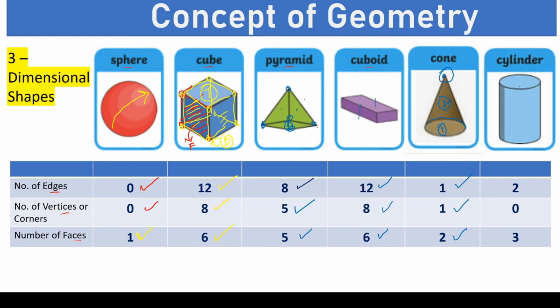Coming to cylinder also, there is an upper circle and there is a lower circle. So 2 edges that join to the body. However, there is 0 vertices because the circle does not have any corner. Hence, there are 0 vertices and the number of faces is the upper face, bottom face and the face of the body, which is the third face. So there are 3 faces. Remember these properties because you will be quizzed on them.